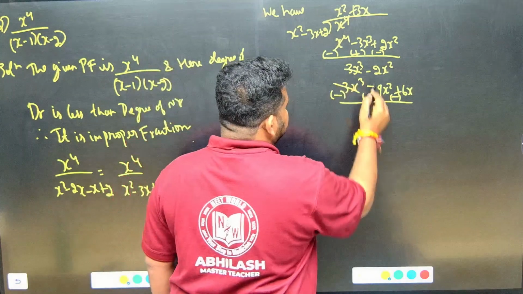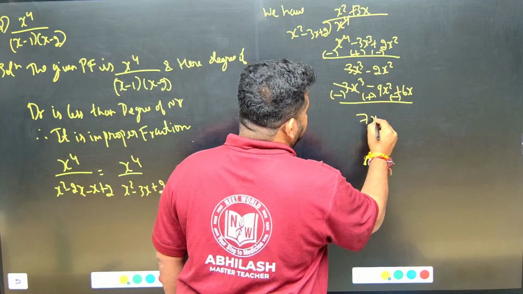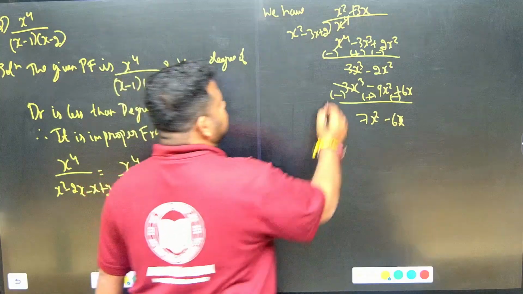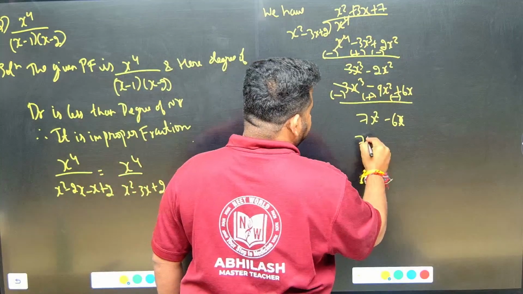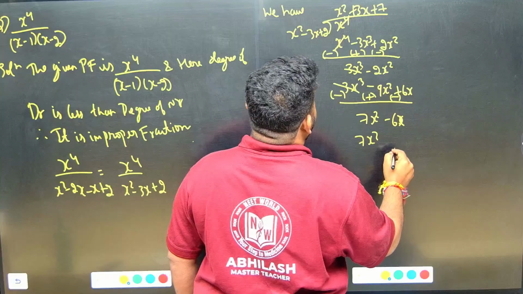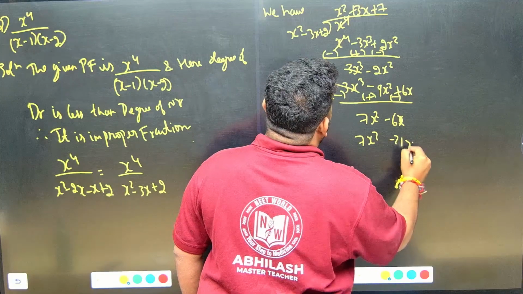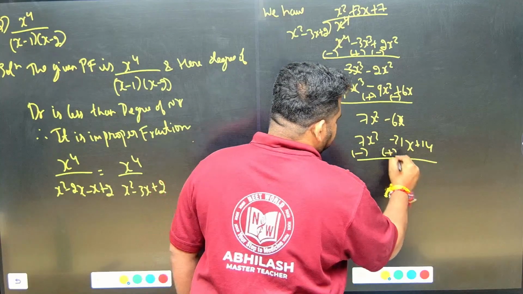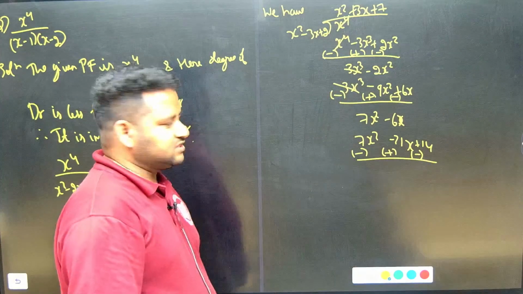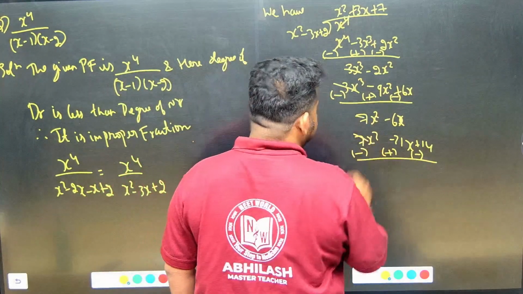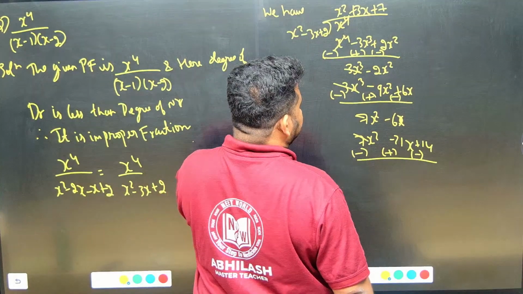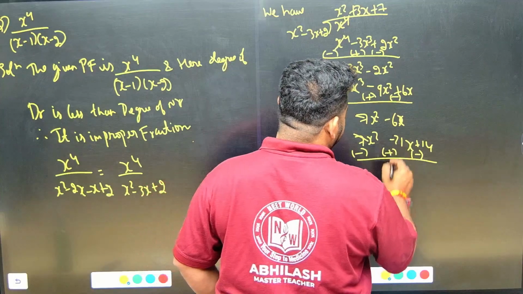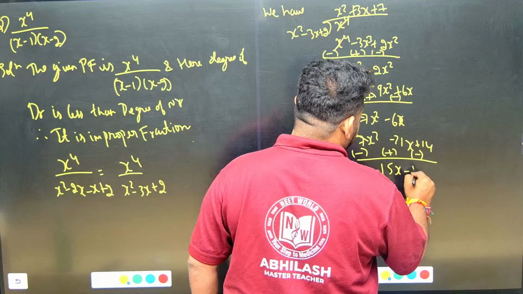So I will cancel this. So this will become what? 9 minus 2 is 7x square. What is this? Minus 6x. So x square and x square, 7x square by x square, this will be plus 7. This will become what, friends? 7x square, minus 3 7s are 21, minus 21x, plus 2 7s are 14. Plus minus cancels, 2 7s are 14. This is what I am having, 15x minus 14.